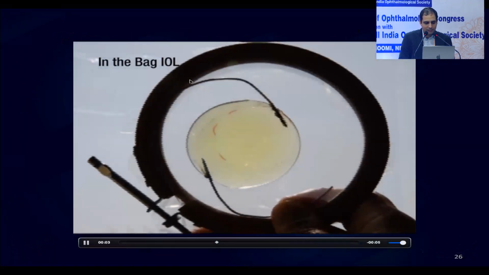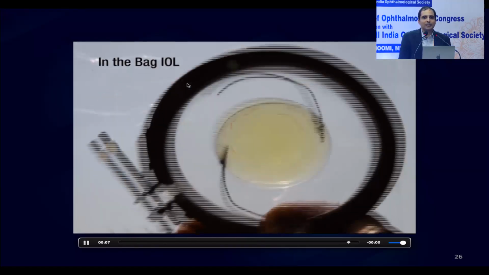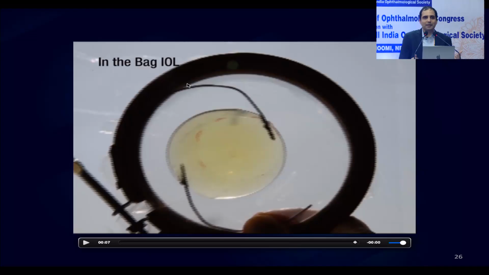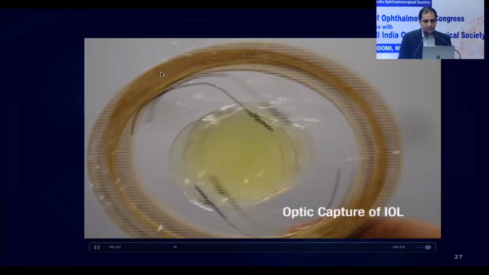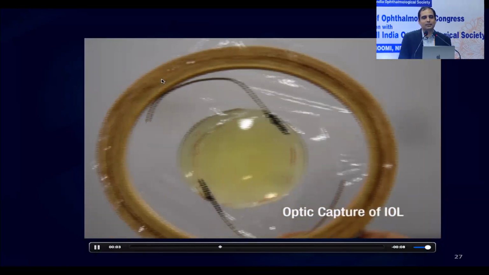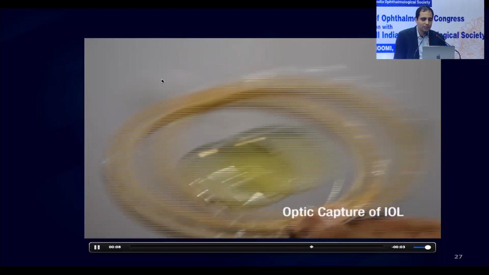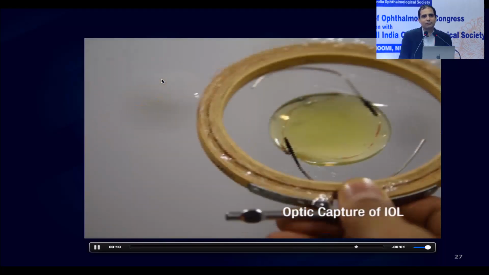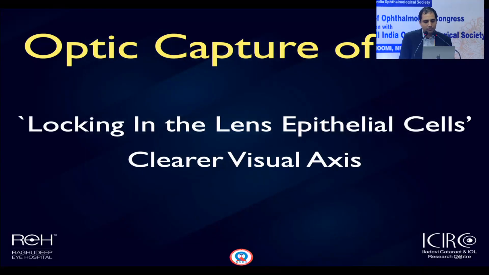So it gives a tremendous, superior stability, and this is my colleague Dr. Samresh who made this wonderful animation showing that when you have in-the-bag IOL implantation, there is a space in which the IOL can move, can shift over a period of time. But when it is locked, like in an optic capture, where it is fixed, no matter what happens, whatever the growth of the eye, the position of the IOL is not going to change. So as far as stability goes, it's far more superior.